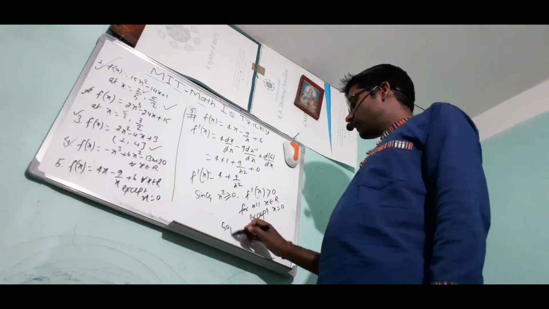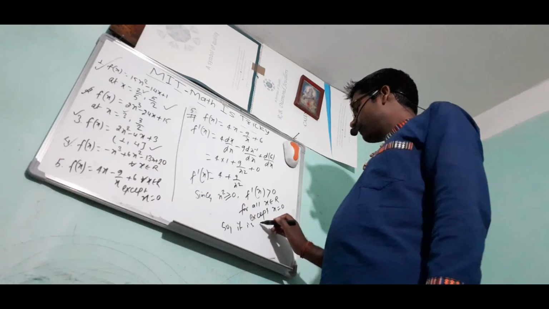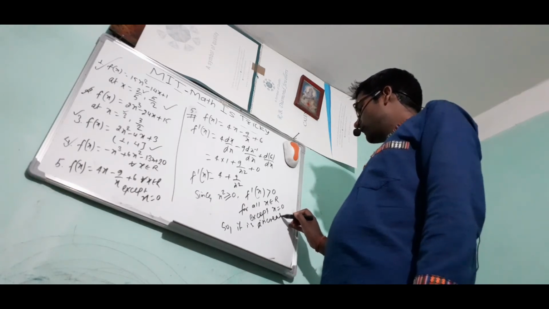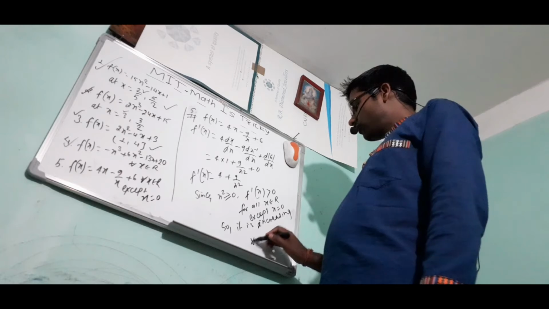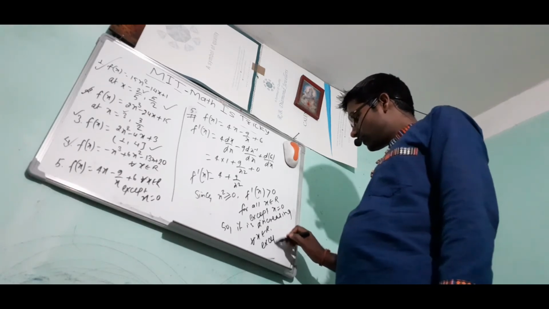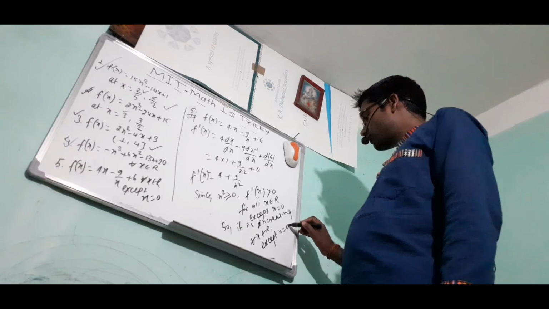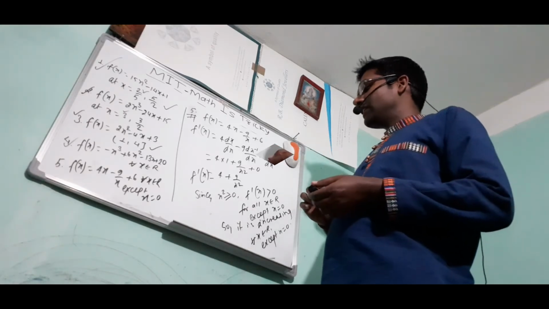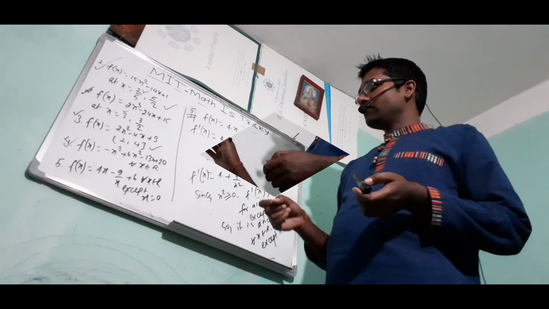So it is increasing for all x belongs to R except x equals 0. So the function will be always increasing. In what interval and the previous function we have already discussed.